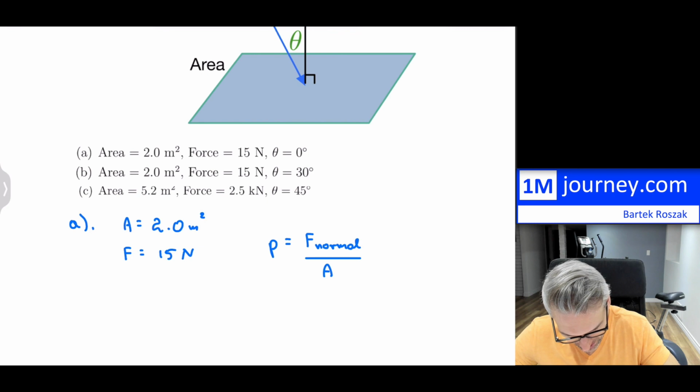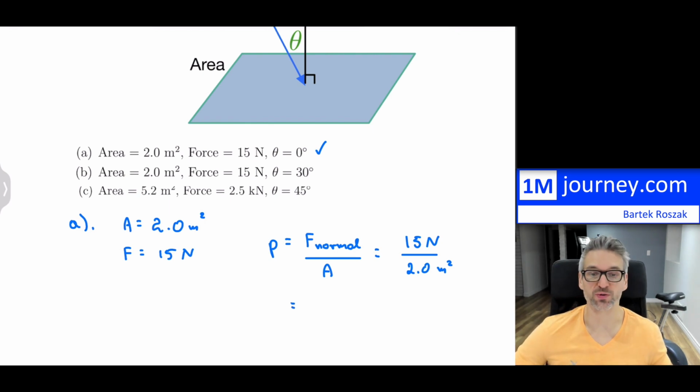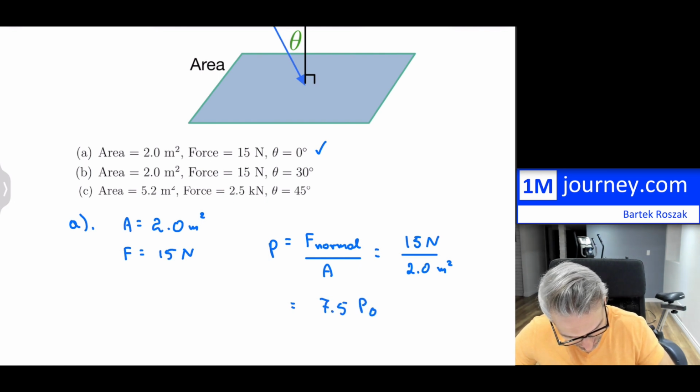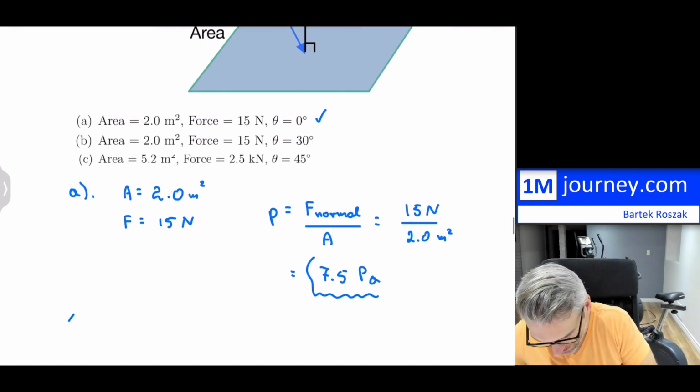So now, if the angle is 0, like it is in the first case, then this is very simple. This is just going to be 15 newtons divided by the 2 meters squared, and that is going to give us the result in SI units of pascals, which is newton per meter squared. So that's going to be 7.5 pascals. That's what you would get in here, and that's the 2 significant figures that we have. That's for part A.